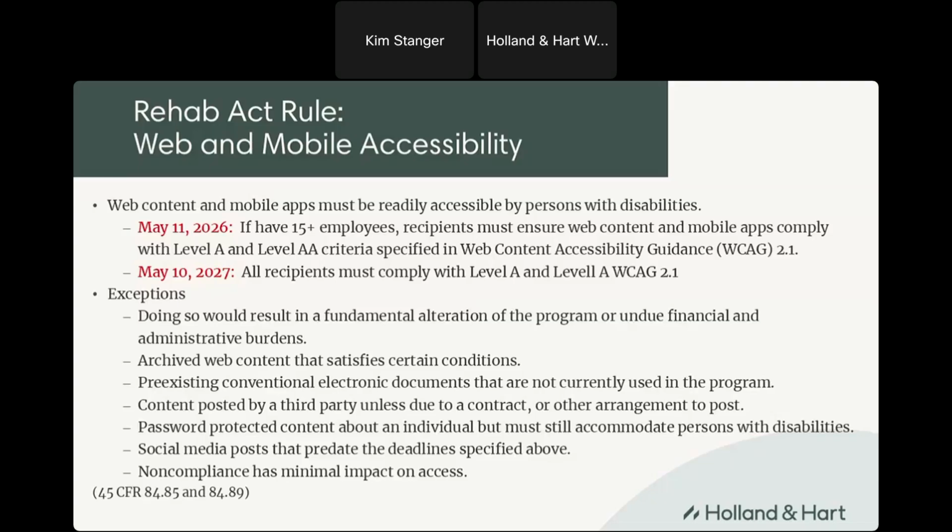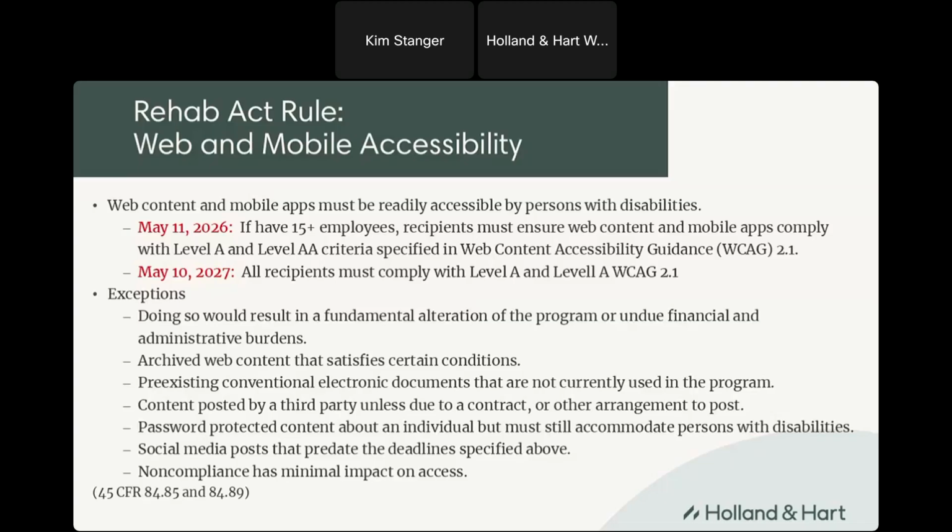There are exceptions for archived web content that satisfies certain conditions. So if it's old stuff that you're not using anymore, you don't have to go back and update archived stuff. Pre-existing conventional electronic documents that are not currently used in the program. Current content posted by a third party, unless you control the content. So maybe you contract with a vendor or somebody else to provide that content for you. Then in that situation, the government expects you to require in your contract with that entity that whatever they post is going to comply with these new standards.